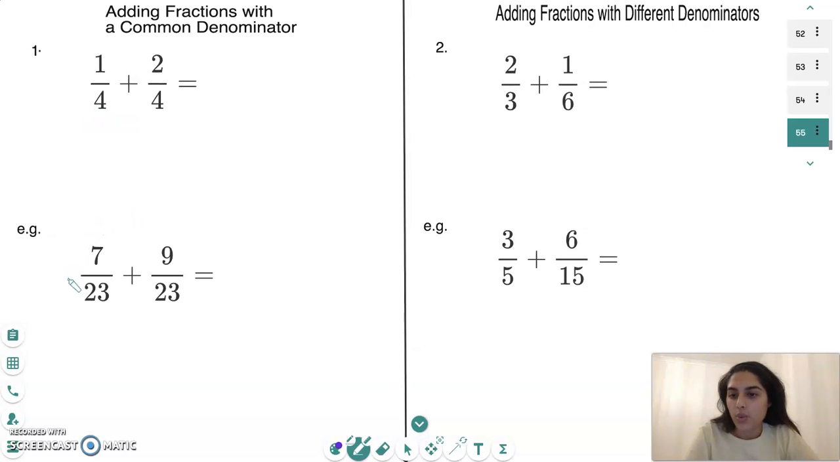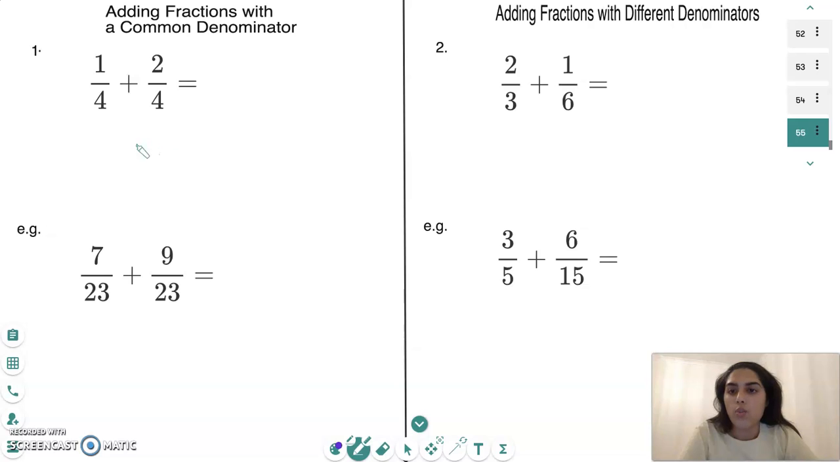Again, let's look at this example. The denominator in this fraction, 7 over 23, is 23. So now we've established that, we can move on to looking at how to figure out the answer to these types of questions. So let's start with the left-hand side and look at question 1.